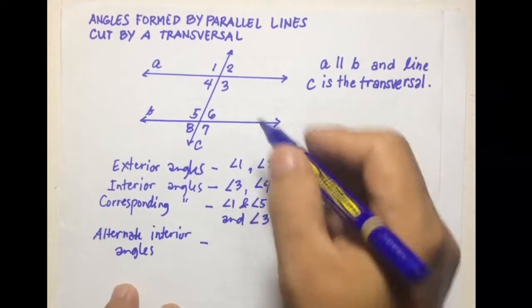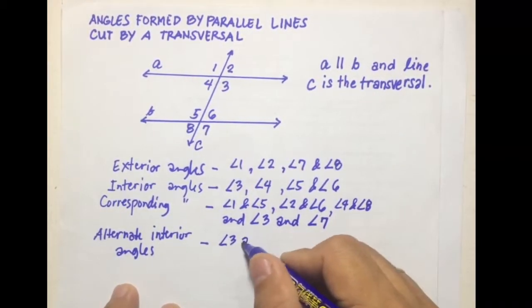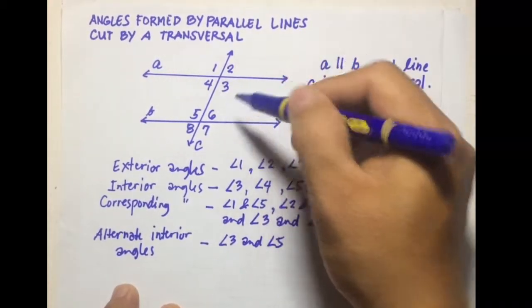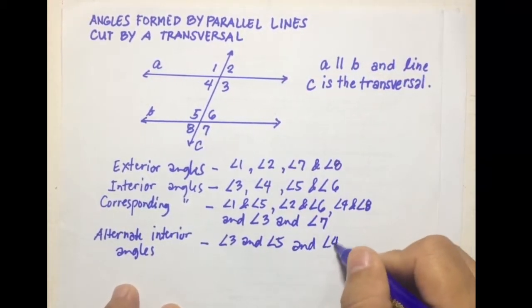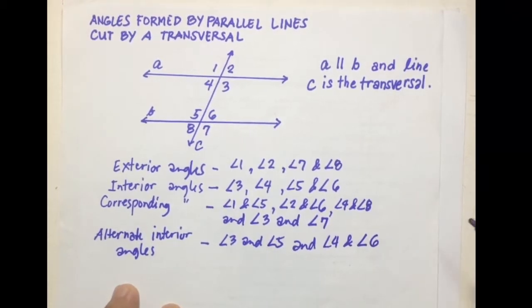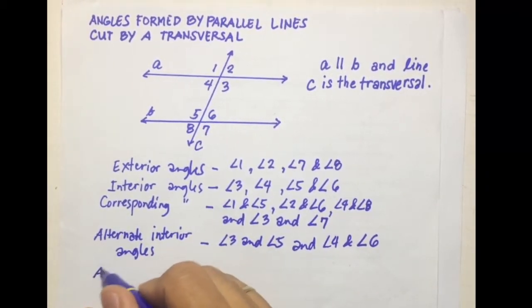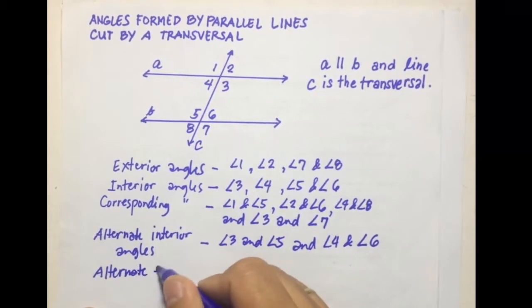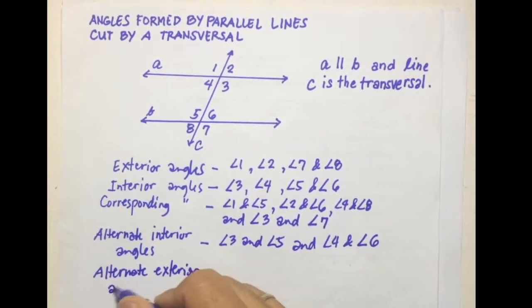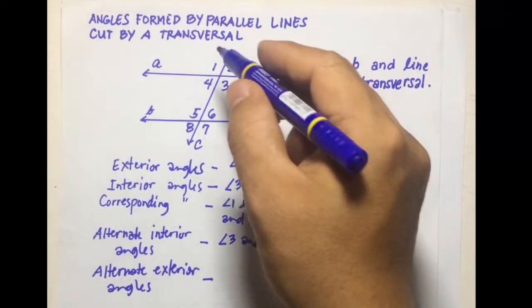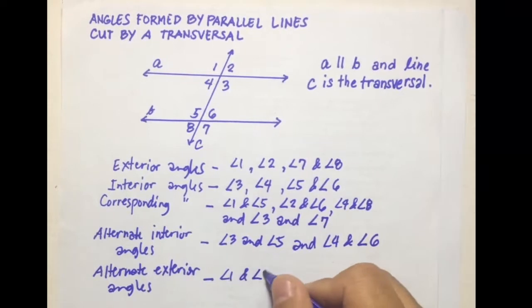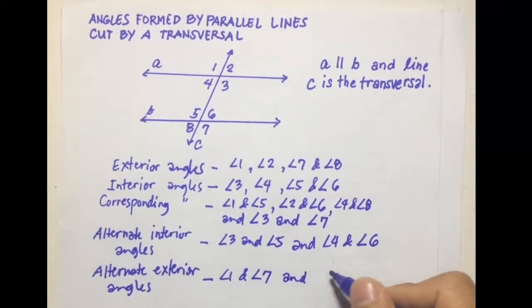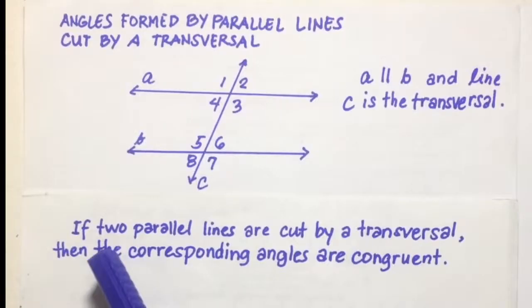Then we have what we call alternate interior angles. Alternate interior angles here are angle 3 and angle 5, then angle 4 and angle 6. Then we also have alternate exterior angles. Alternate exterior angles here are angle 1 and angle 7, and we also have angle 2 and angle 8.